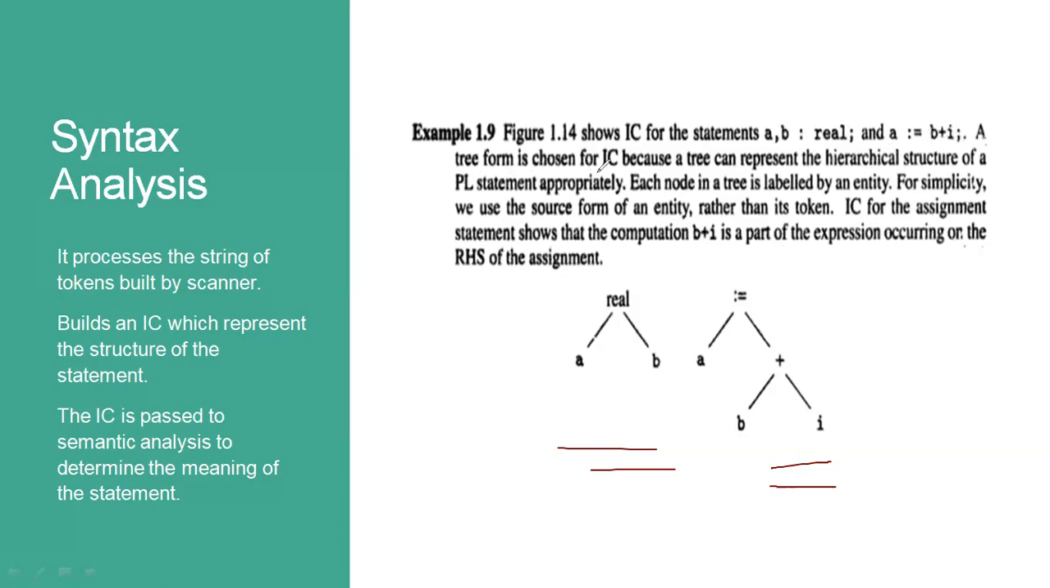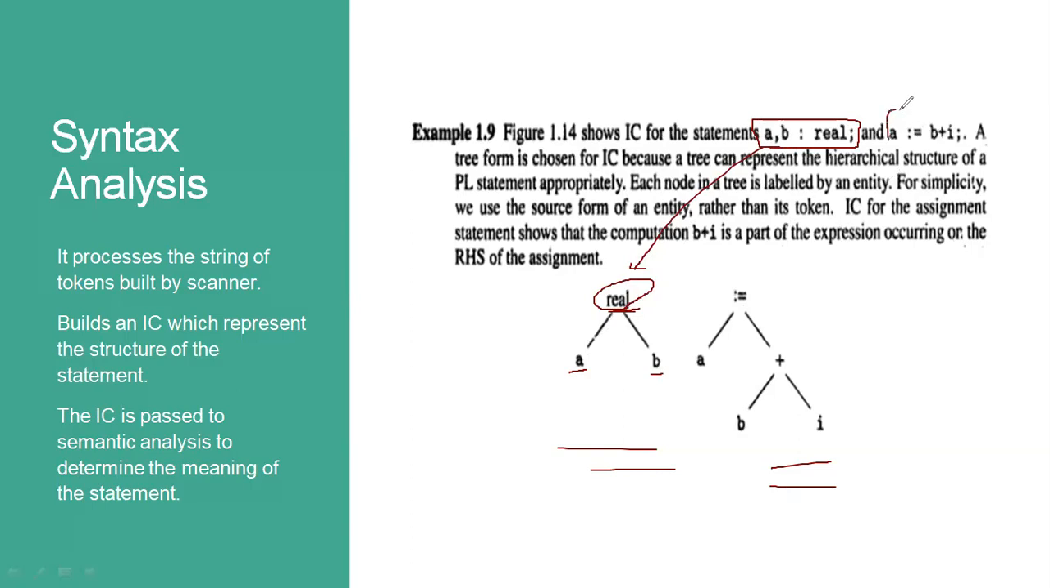A tree is chosen for IC. So this is just a representation. Don't worry about this. So what this tree is indicating for this particular statement: A comma B is real, represented like this. So root is type real. What is real? A is real and B is real.